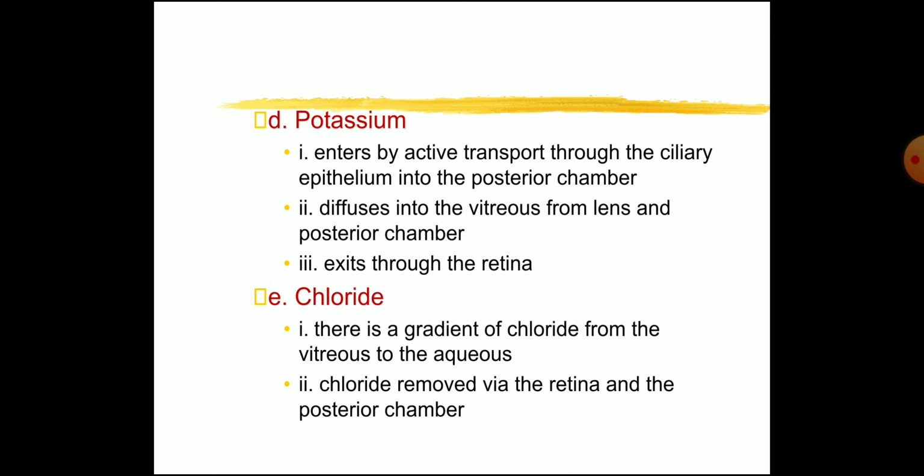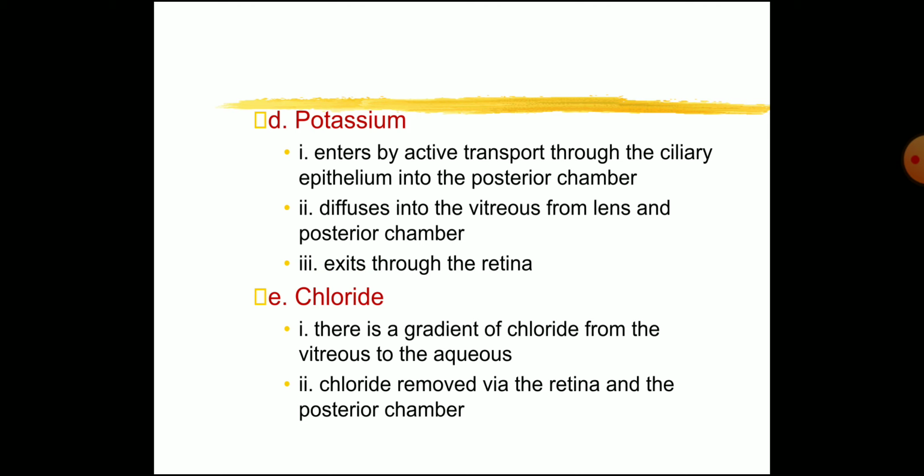Then next one is the potassium, which enters by active transport through the ciliary epithelium into the posterior chamber. It diffuses into the vitreous from the lens and the posterior chamber. It exits through the retina.